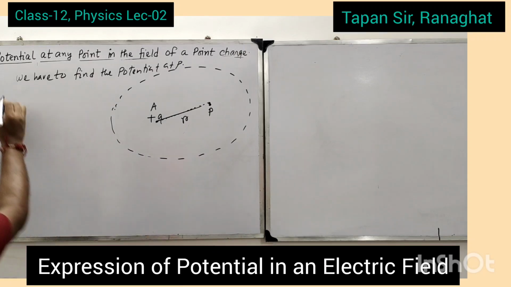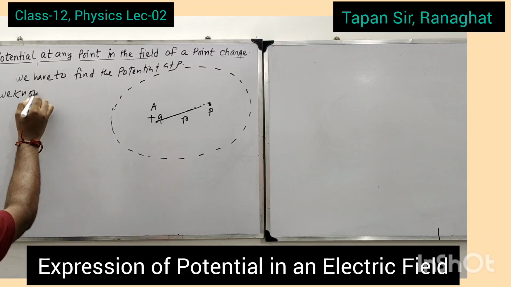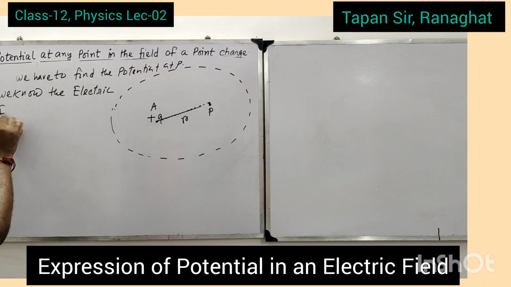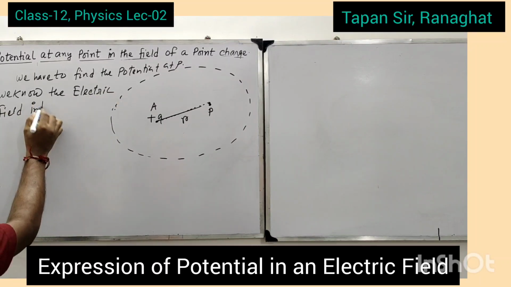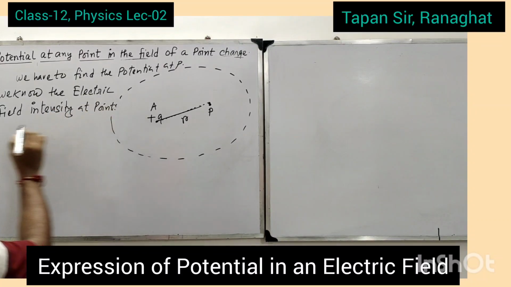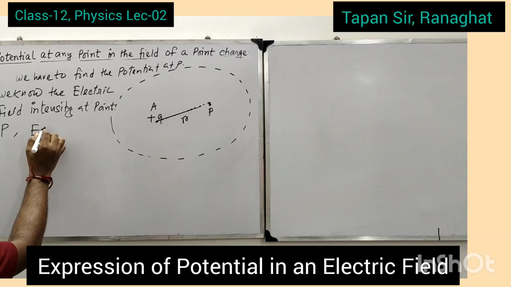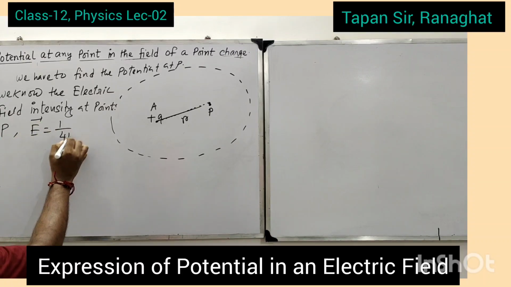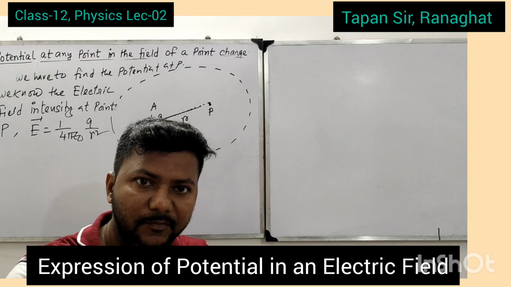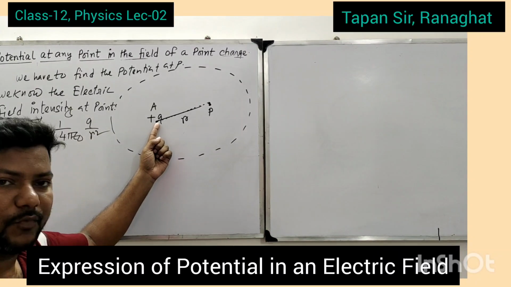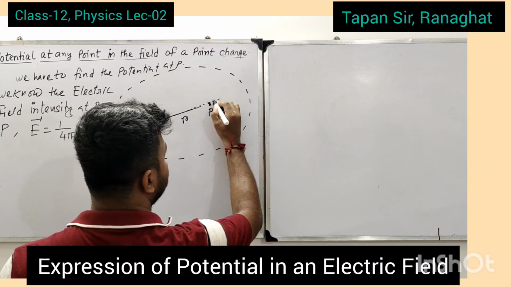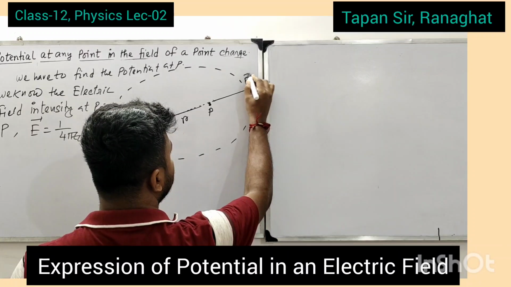We know the electric field intensity at point P is E vector equal to 1/4πε0 Q/r². Okay, so what will be the direction of the electric field? So this is point charge, this is plus point charge Q, right? And the direction is outward, so like that, this is the direction of the electric field vector.